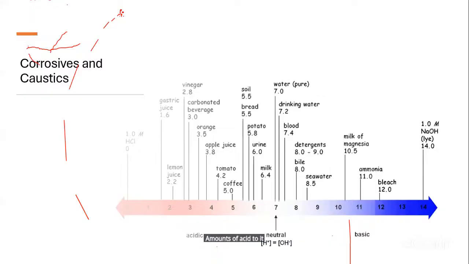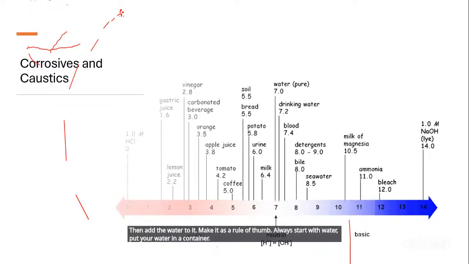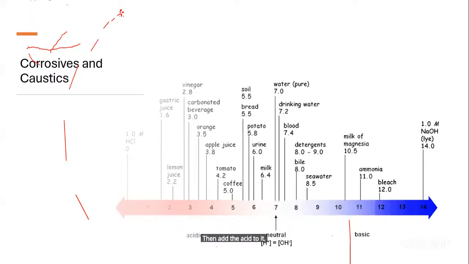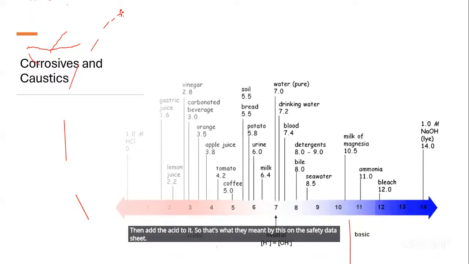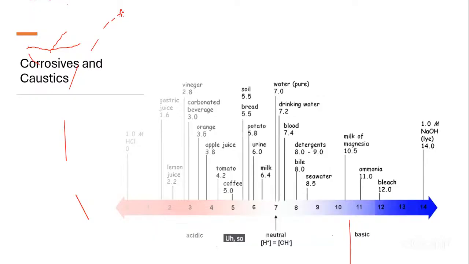So never add water to acid. Don't start with the acid, then add the water to it. Make it as a rule of thumb. Always start with water, put your water in a container, then add the acid to it. So that's what they meant by this in the safety data sheet. So they did not wash, delayed washing that exposed area and led to second degree burn. Otherwise, he would have been much better.